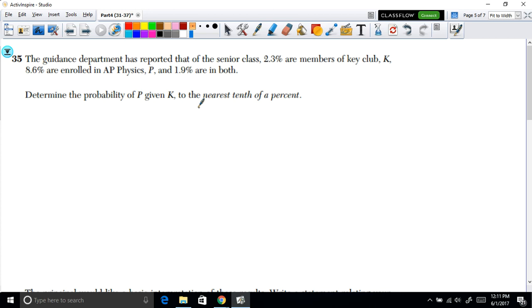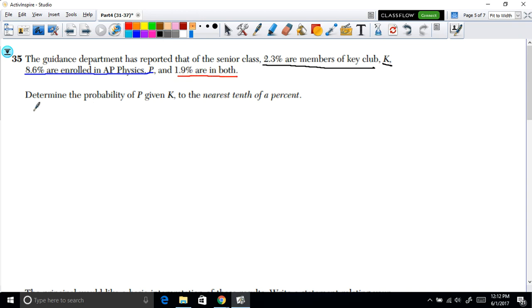Now here, question 35, it states the guidance department has reported that of the senior class, 2.3% are members of Key Club, which we're going to call K, and also 8.3% are enrolled in AP Physics, which we're going to call P, and 1.9% are involved.